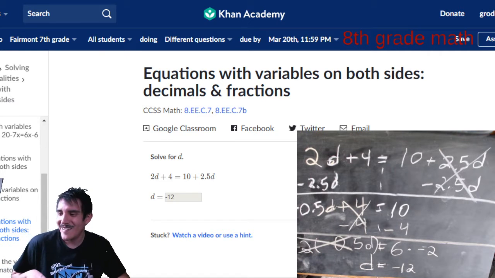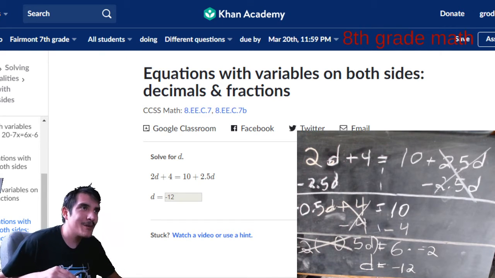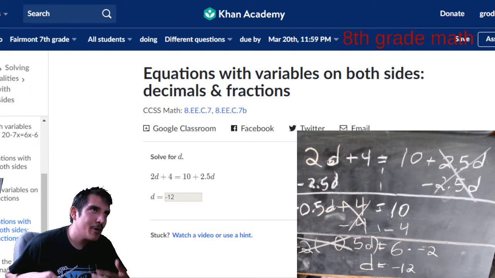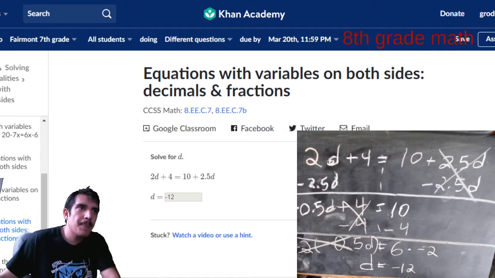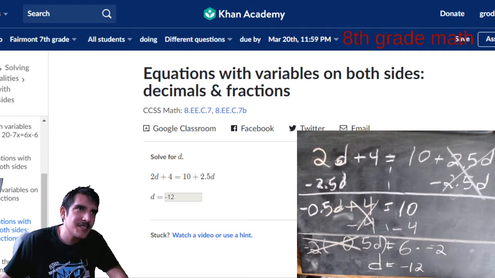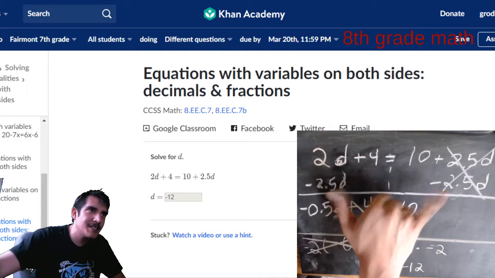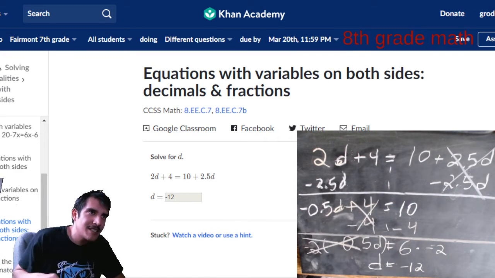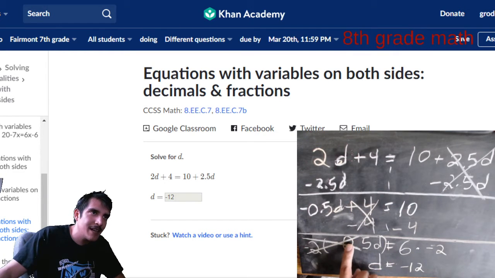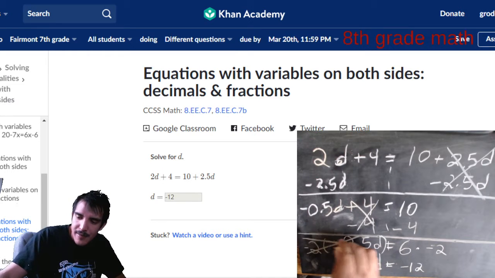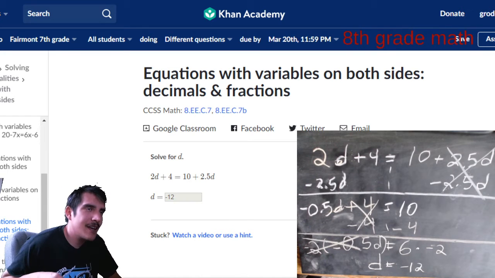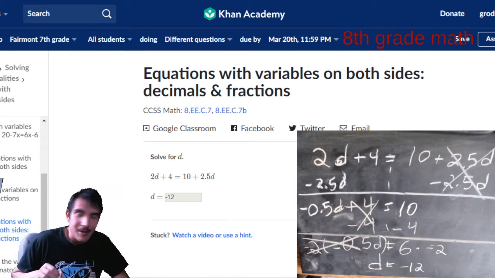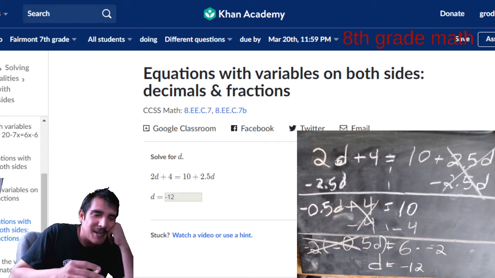Good morning. I've worked through the first problem of equations with variables on both sides with decimals and fractions. I've done the first one here for us. We've done minus 2.5d on each side, minus 4 on each side, and then to get rid of the negative 0.5 down here, you do times negative 2. So basically, you can pause the video and copy this work down, and you will get an answer of d equals negative 12.